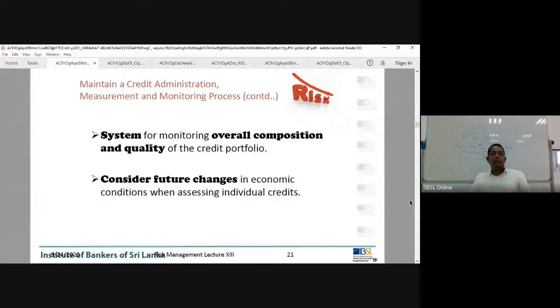Right? Consider future changes in economic conditions when assessing individual credit. So, basically, environment is a key. Right? Currently, we are worried about the tourism industry, worried about contracts, construction industry, right? So those kind of things.